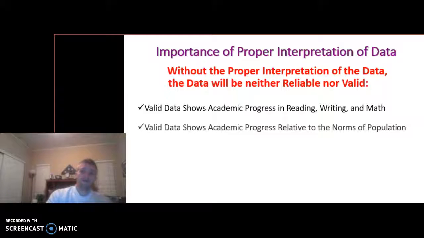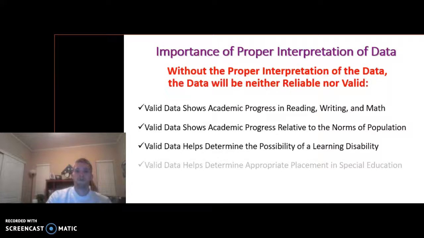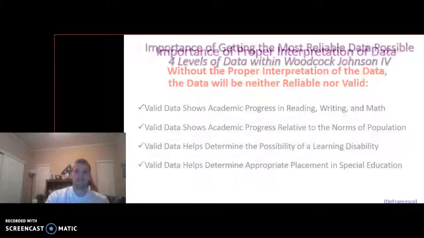The importance of proper interpretation of the data. Without proper interpretation, the data will be neither valid nor reliable. Valid data shows our students' progress in reading, writing, and math, as well as their academic progress relative to the norms of population, and helps us determine the possibility of a learning disability, as well as appropriate placement in special education should they receive special education services.